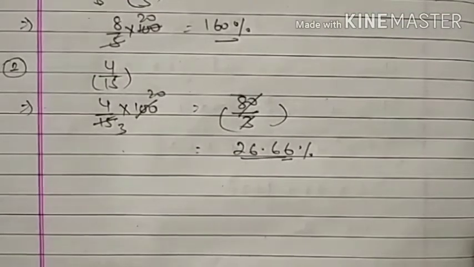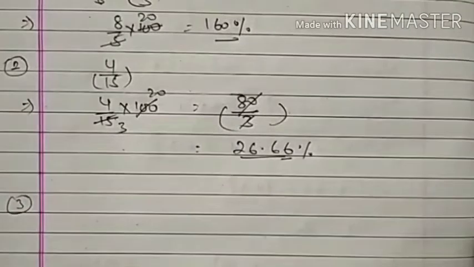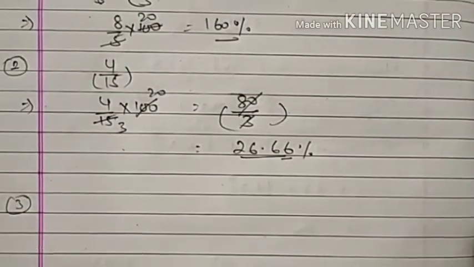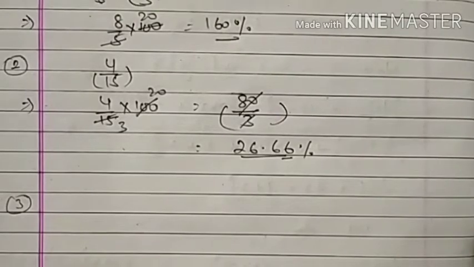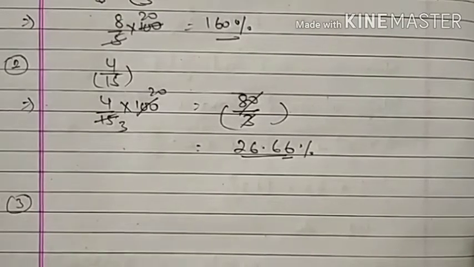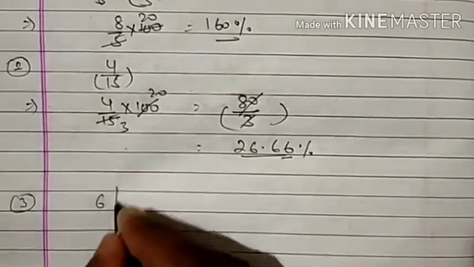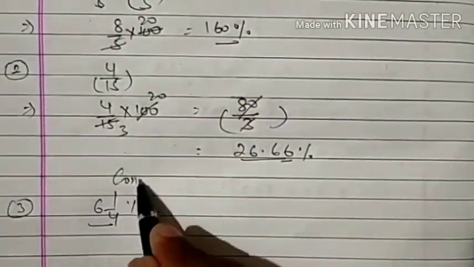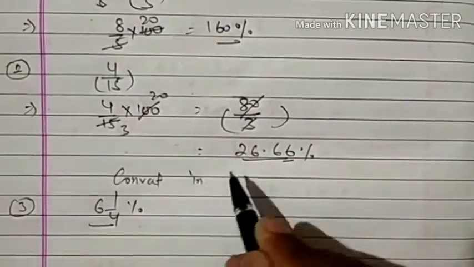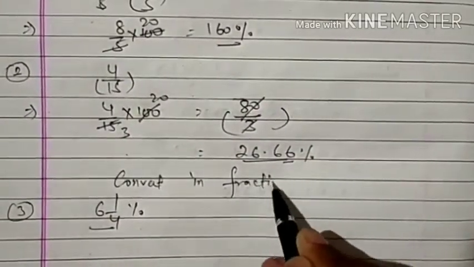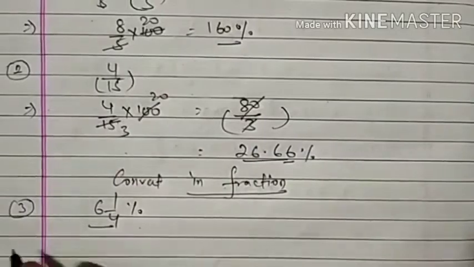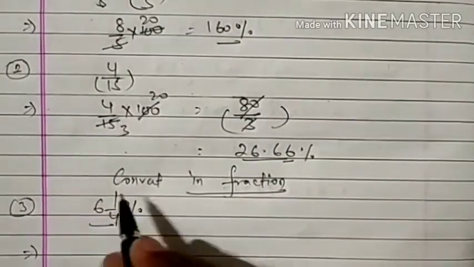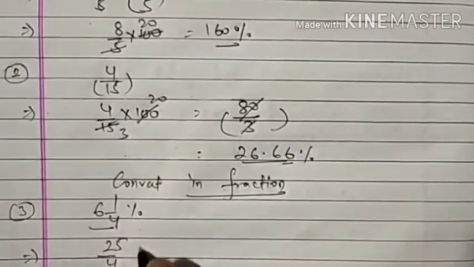Let's move on to the third question. The third question is convert each of the following into fractions. The first question is 6 integer 1 by 4%. This is in percentage. You have to convert it into a fraction. So what do we do? First of all, we will convert this mixed fraction into a fraction. 6 times 4 is 24 plus 1, 25 by 4%.